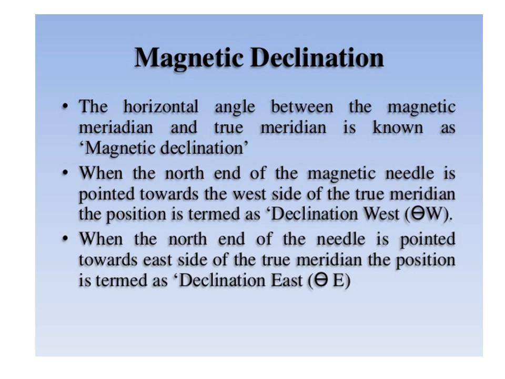So in this slide we are going to see the magnetic declination. It is nothing but the horizontal angle between the magnetic meridian and true meridian. When the north end of the magnetic needle is pointed towards the west side of the true meridian, the position is termed as declination west, that is theta west. Similarly, when the north end of the needle is pointed towards east side of the true meridian, the position is termed as declination east, that is theta e.